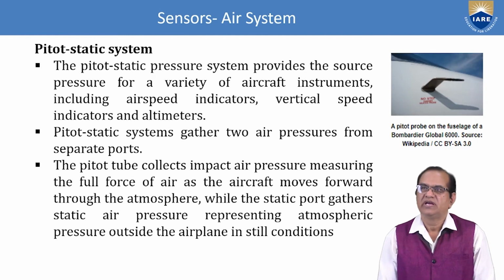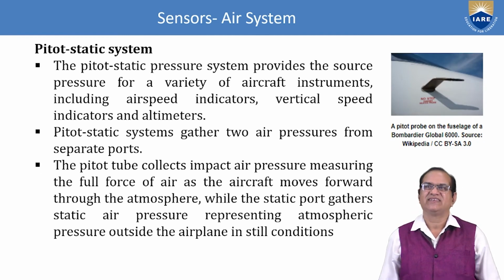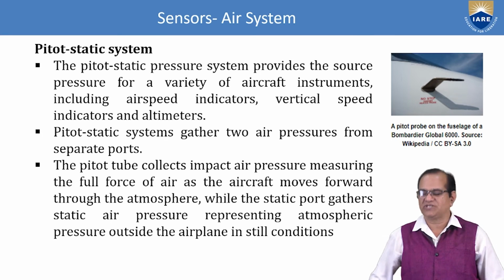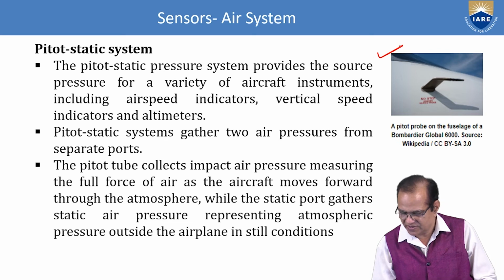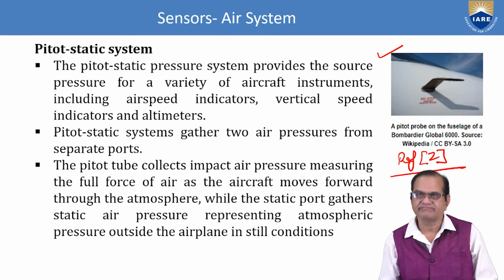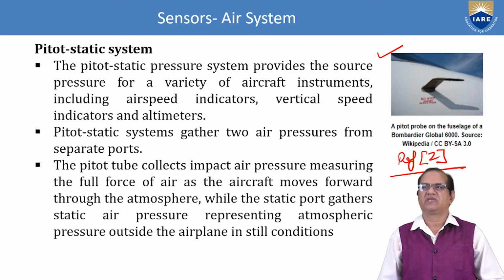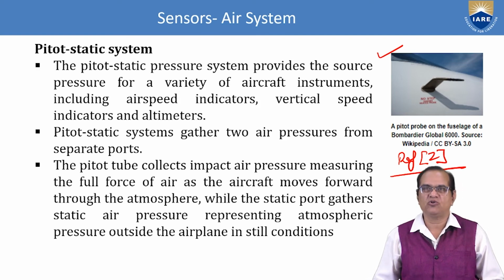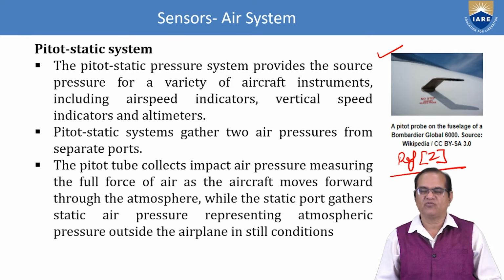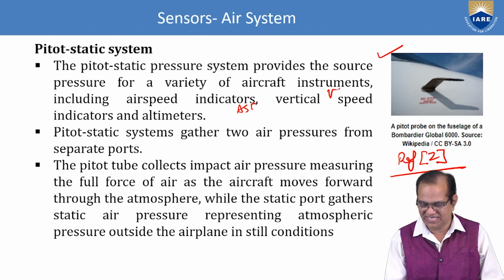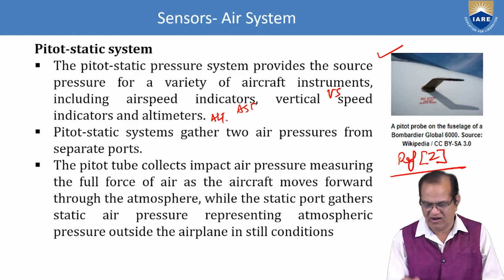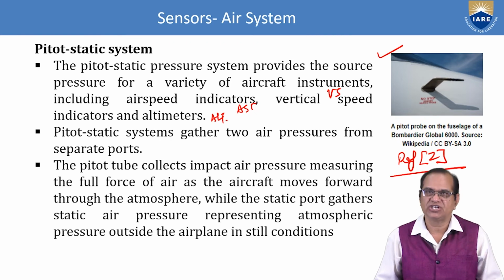Now about the air sensors, air systems, a pitot probe on the fuselage. It is shown here in this diagram. This is the reference I am writing here, reference 2. The pitot-static pressure system provides the source pressure for a variety of aircraft instruments, including the airspeed indicator, vertical speed indicator and the altimeter. So for ASI, VSI and ALT, the pitot-static tubes are used.